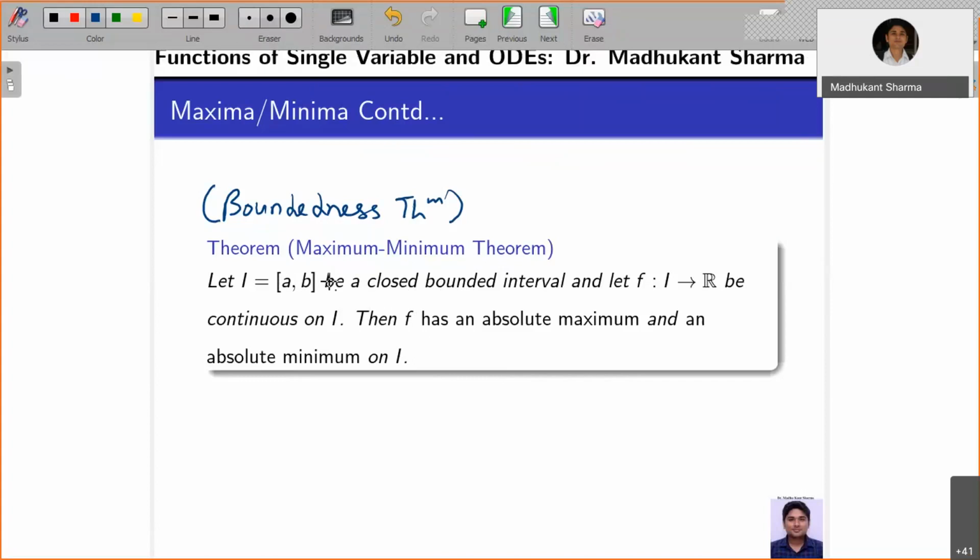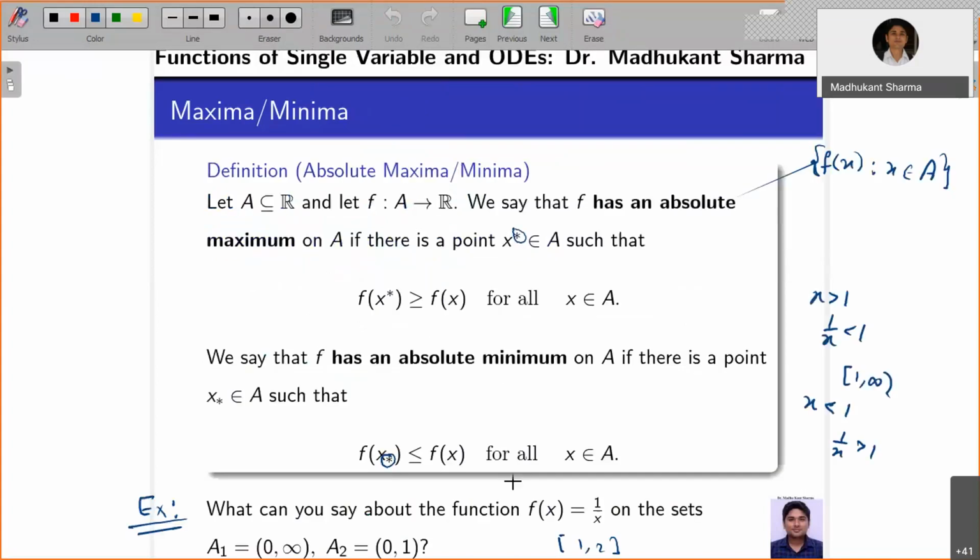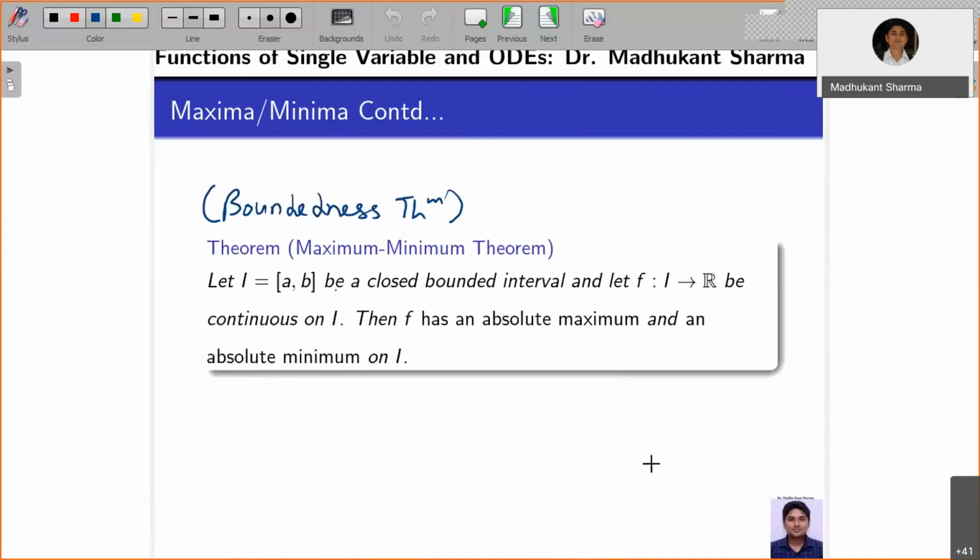So for example, we have just now seen that f of x equals 1 by x is continuous on the closed interval 1 to 2. Then the maximum minimum theorem tells you that it attains its absolute maximum and absolute minimum on this interval itself. So what will be that point? That needs to be located.